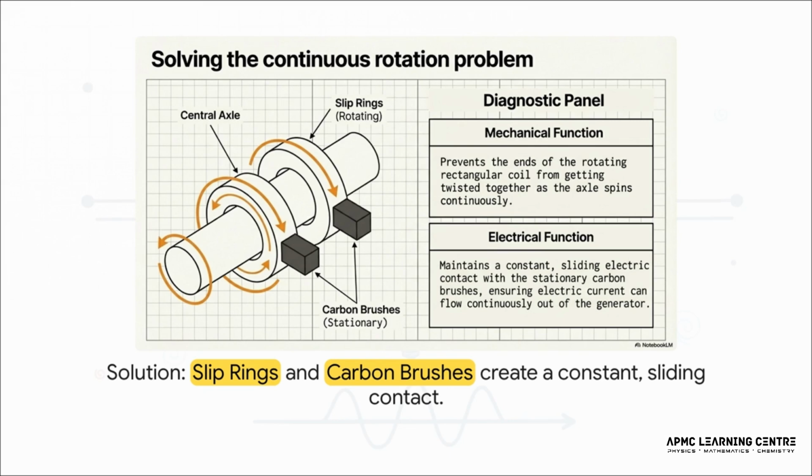These rings spin right along with the coil. And then, pressing against them, you have these stationary carbon brushes, which are great conductors. They just sit there and whisk the electricity away to the external circuit.